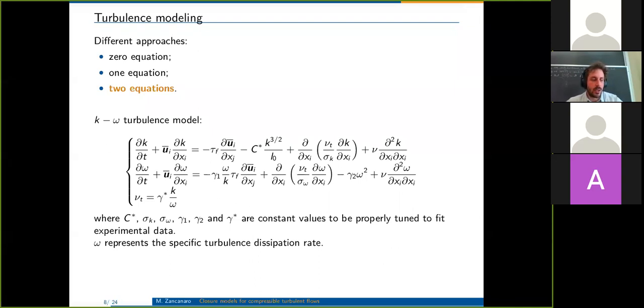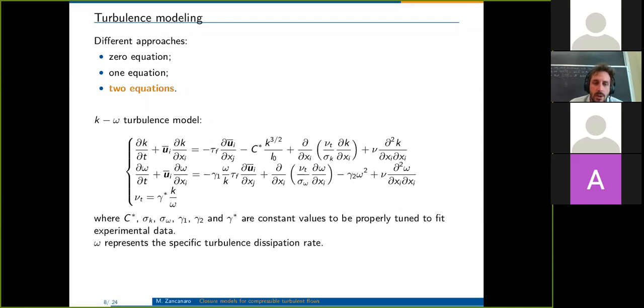So the eddy viscosity can be modeled in many different ways, but they all can be mainly divided into three main groups. They are the zero equation, the one equation, and the two equation approaches. So usually the two equation approaches are the most used ones. And in particular, we are using a K omega turbulence model that is a two equation model. So it works like that.